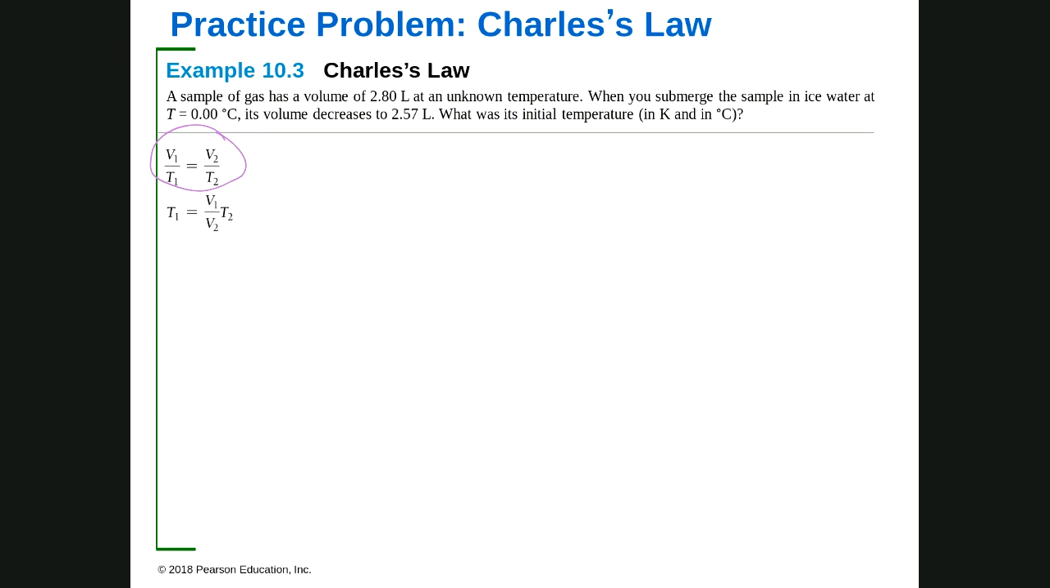So you have a sample of gas with a volume of 2.80 liters. Okay, so this is my sample, so I'm going to just call that V1, and it's at an unknown temperature. So T1, I don't know. Okay, when you submerge it in ice water at a temperature of 0 degrees C, its volume decreases to 2.57 liters. What is this initial temperature?